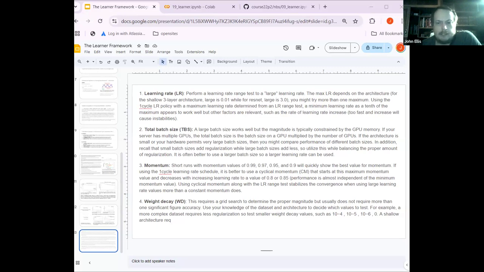So a shallow architecture requires more regularization, so test larger weight decay values. In this case, what she was recommending was 10 to the negative 2, negative 3, and negative 4, compared to smaller weight decays, which in this case were 10 to the negative 4, negative 5, and negative 6.